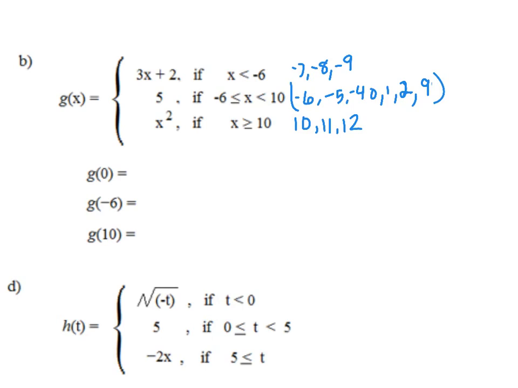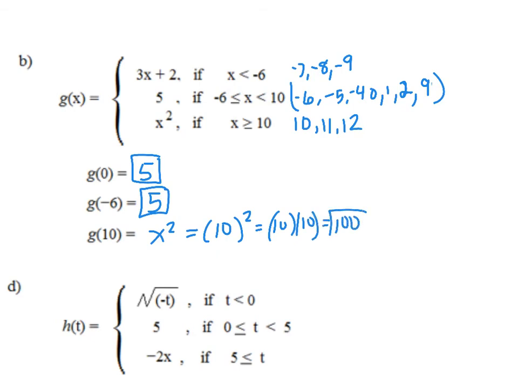So 0 would end up being in this section, and you can see that the y is always 5 there. So your answer would be 5. For -6, we're looking at this section again, and the answer again is 5. For number 10, that would be in this section here, and there it's x squared, so it would be 10 squared, which is the same as 10 times 10, which is 100. So my answer for that part is 100. Now I'm not going to graph that because you're not going to have graphing like this.